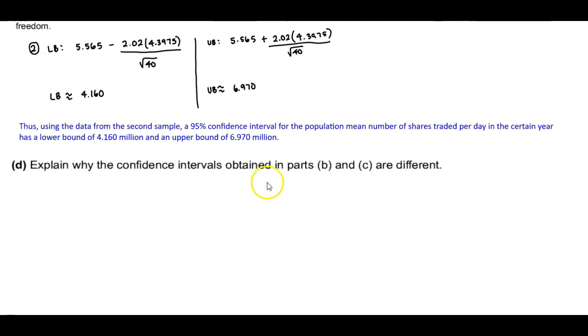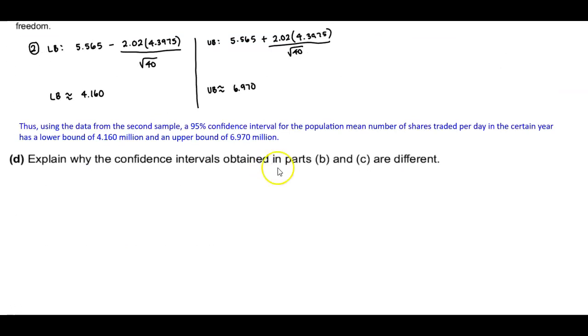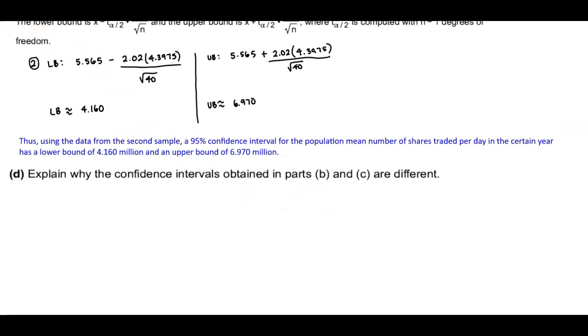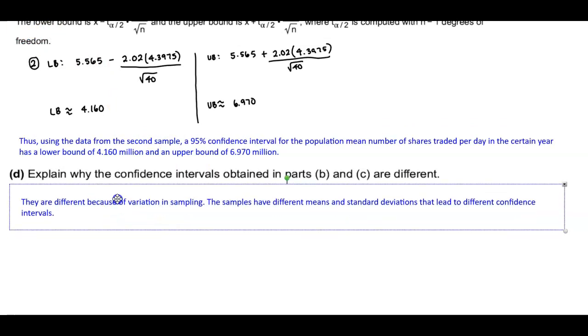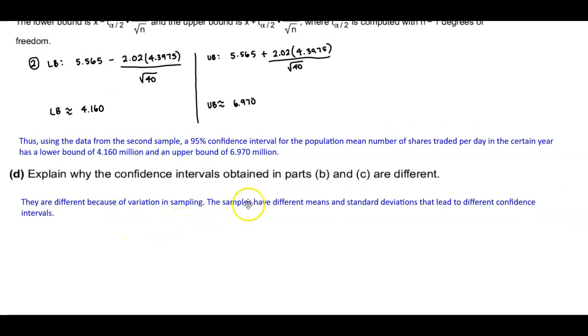Now in part D it says, explain why the confidence intervals obtained in parts B and C are different. Well, they are different because of variation in sampling. The samples have different means and standard deviations that lead to different confidence intervals.